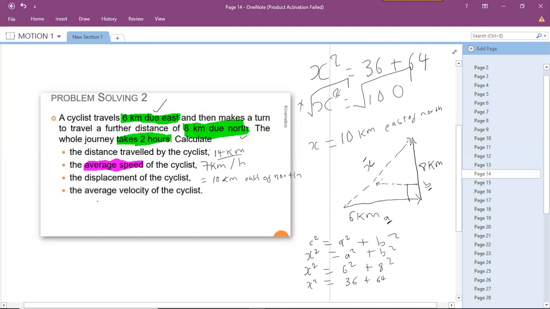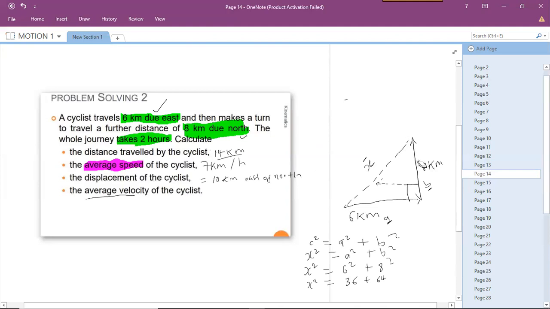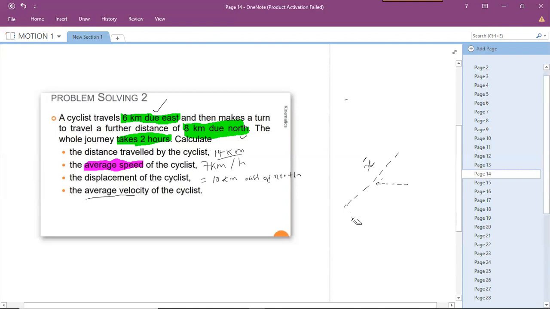So let's now find the average velocity. Here we just use the formula for velocity. Unlike speed, velocity is displacement over time. So let's calculate the velocity.